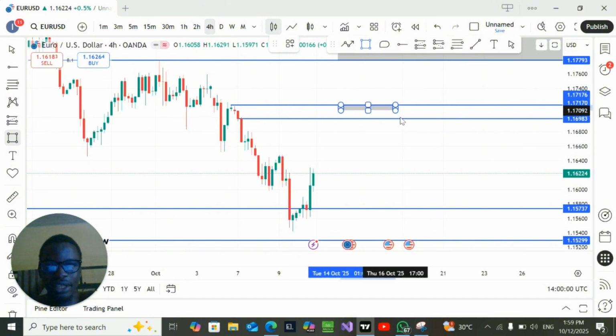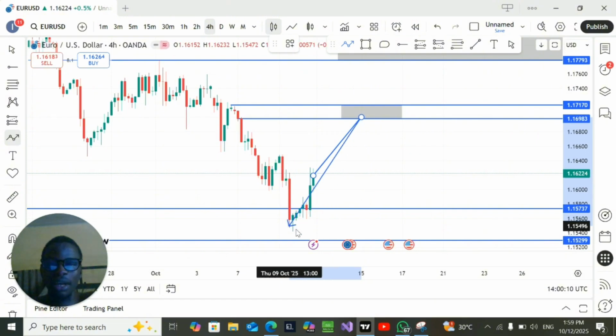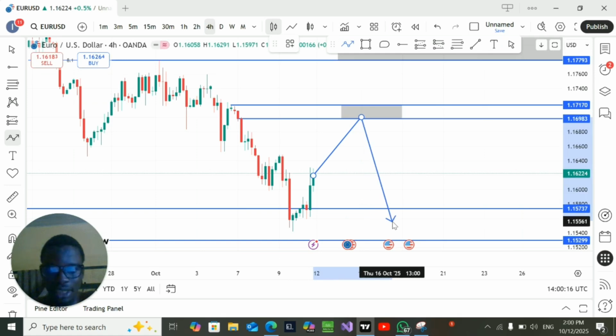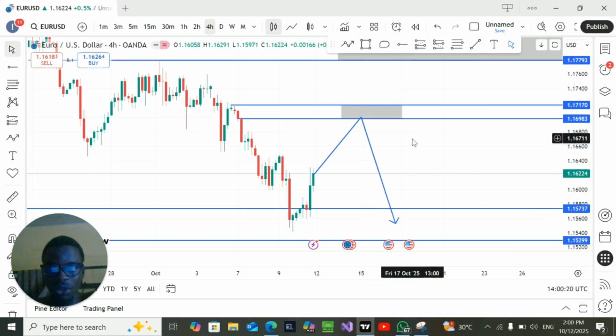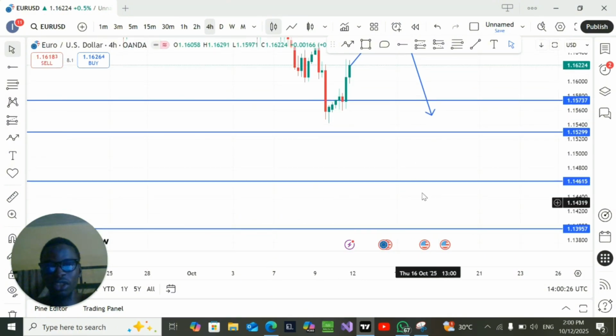because I've seen that the daily supply has been tested. So I'm waiting for the market to come to this 4-hour, then I'll be looking for more sells to come and take out this 4-hour lower low, since the 4-hour is bearish here. You understand? So that is my anticipation. Just wait for the market to come here and take out the lows.